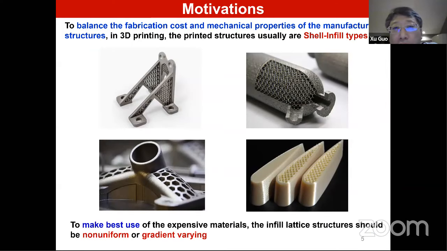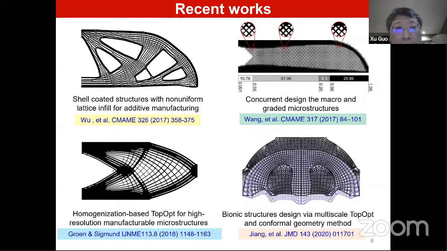As we know, with the fast development of 3D printing, we now have very powerful tools to produce structures with graded microstructures. In this slide, I summarize some recent works on this topic. For example, Professor Wu presented a very beautiful formulation to design shell coated structures with non-uniform infill, which can be made by additive manufacturing. There is a coated shell structure, and there are some infill materials, which seem like a lattice structure.